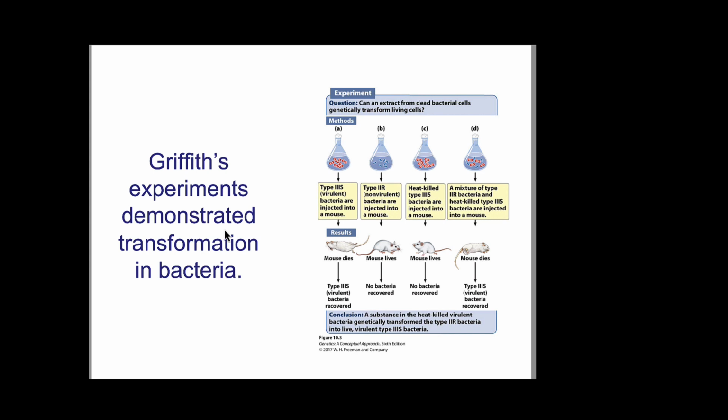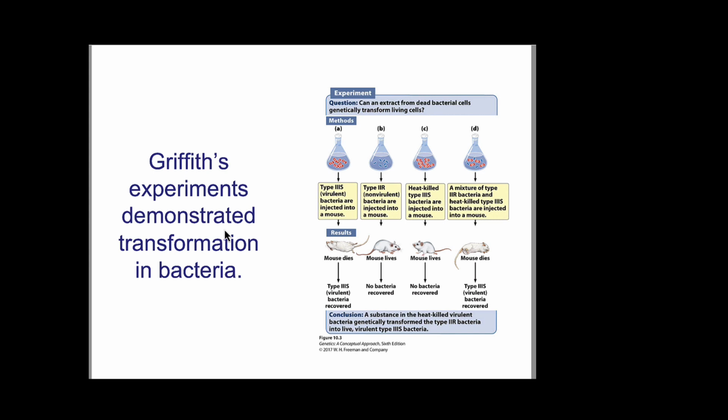All right, with Griffith's experiments, his question was, can an extract from dead bacterial cells genetically transform living cells? His experiment started off with virulent strains of bacteria. He had the type 3S and type 2R. S, some may refer to it as smooth, and R for rough. And this was really referring to that polysaccharide coating on the outside.